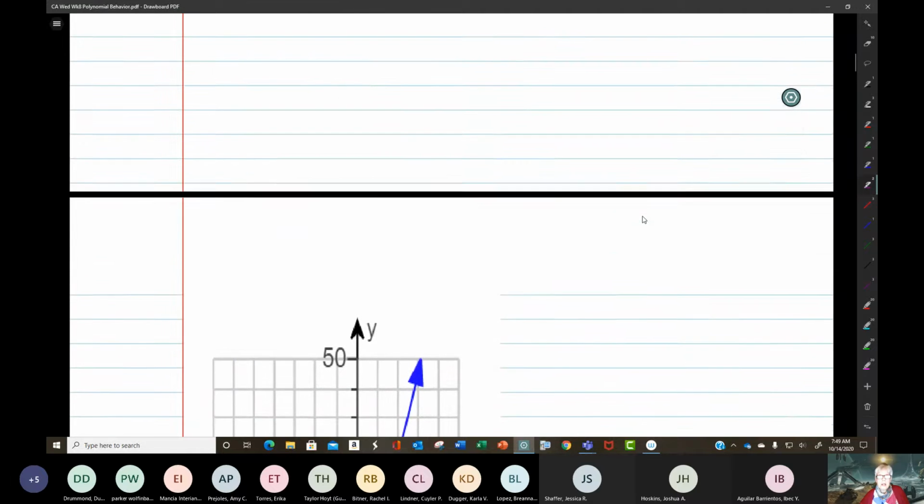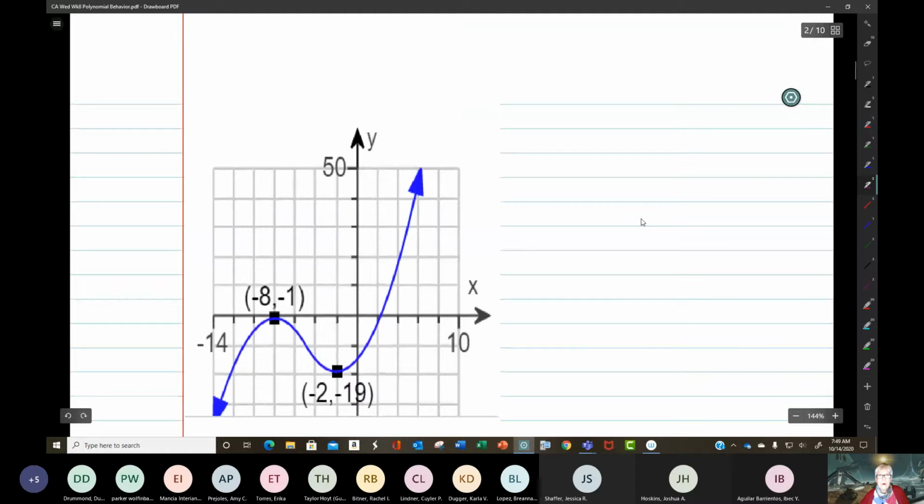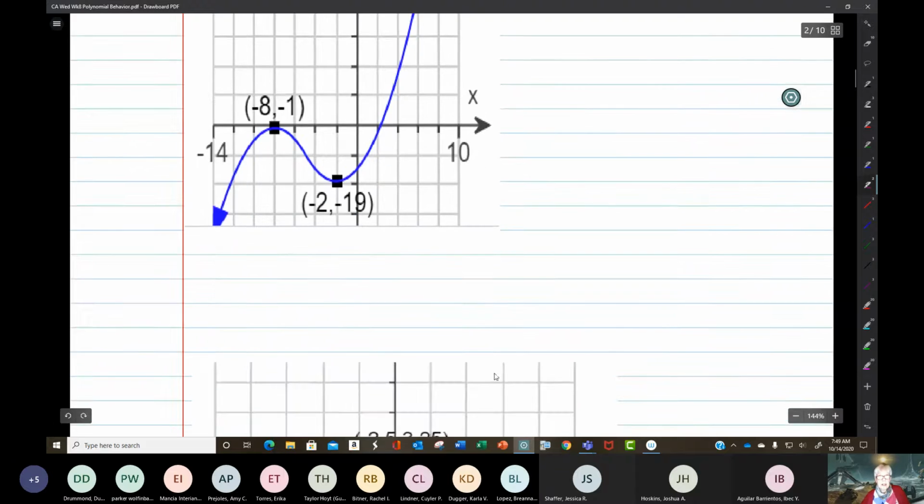Let us go on to more polynomial behavior. We're going to talk about another topic now. Relative maximum points, relative minimum points, relative maximum values, and relative minimum values. And here we have them.